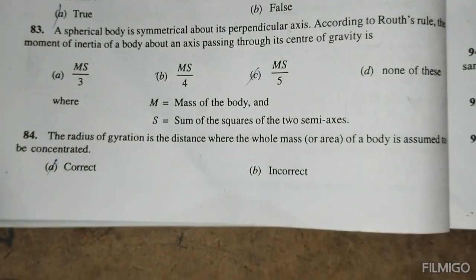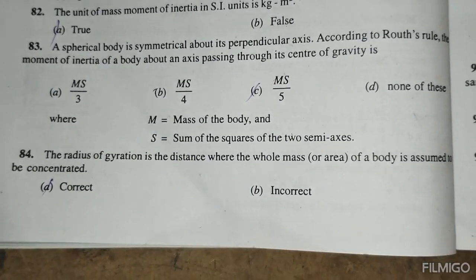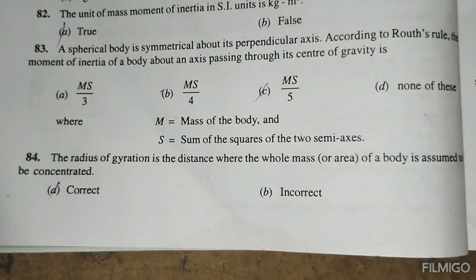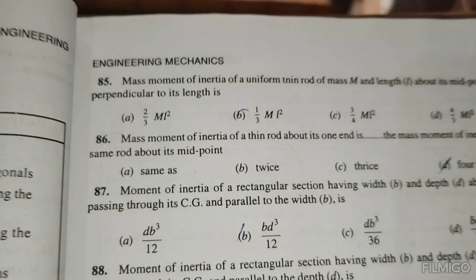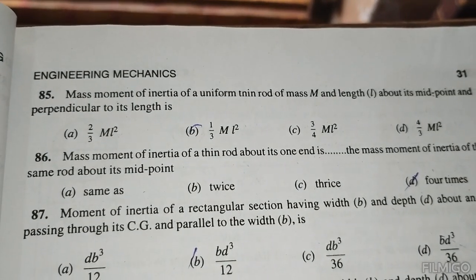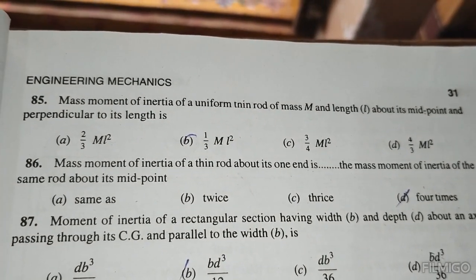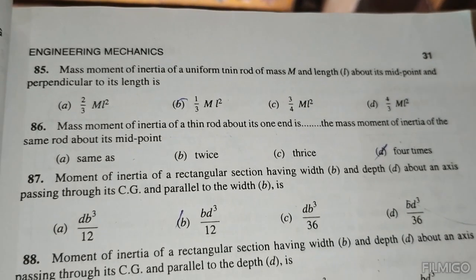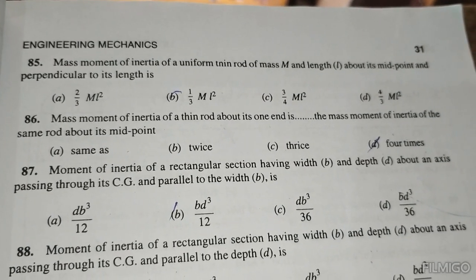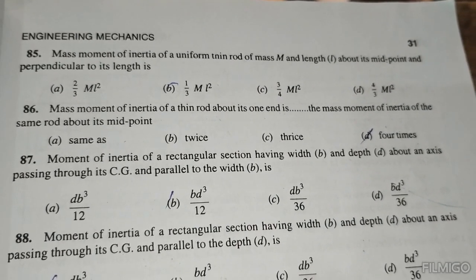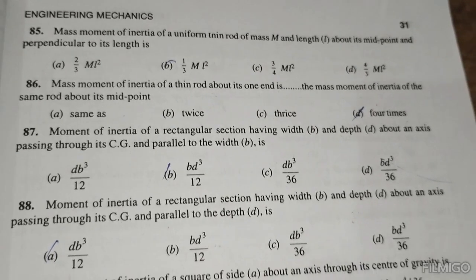The radius of gyration is the distance from the center where the whole mass of the body is assumed to be concentrated. This is correct. The mass moment of inertia of a uniform rod of mass m and length l about its midpoint perpendicular to its length is 1 by 3 ml square. The mass moment of inertia of a thin rod about its one end is 4 times the moment of inertia of the same rod at the midpoint.